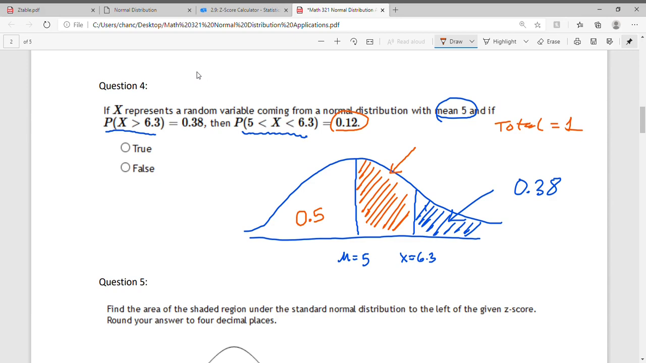In order to figure that out, we can add these two together, 0.5 plus 0.38. And I get 0.88. And if I subtract that from 1 to find the area between, this gives me 0.12. So this is correct. The area between 5 and 6.3 has to be 0.12. So this is also a true statement.